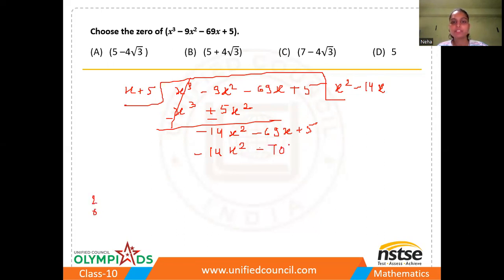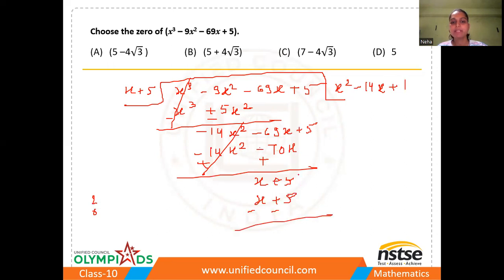70. So this is 70x with a negative sign. So it becomes plus and it becomes plus. It crossed and this is x plus 5. Okay, now I can take plus 1. So this becomes x plus 5, minus and minus cross, and the remainder is 0. That means now the required equation is x square minus 14x plus 1.